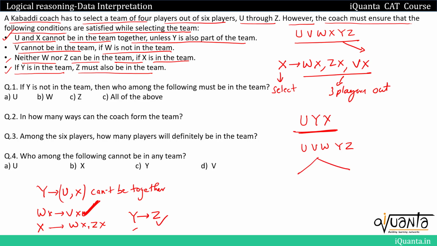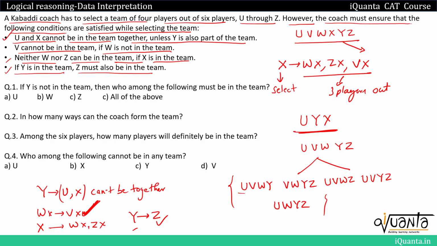So let us try to find out what are the teams possible. We can have U, V, W, Y. Then we can have V, W, Y, Z. Then we can have U, V, W, Z as another team. Then U, V, Y, Z is also possible. Then U, W, Y, Z, this is also possible. So these are the teams possible if we completely remove X from selection.